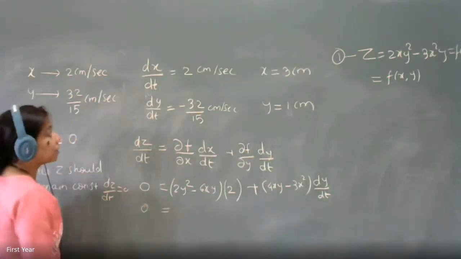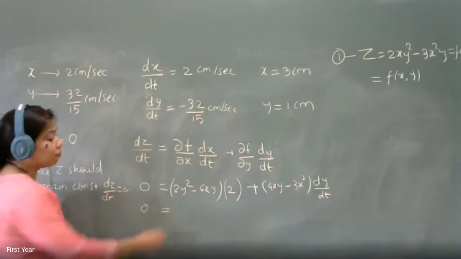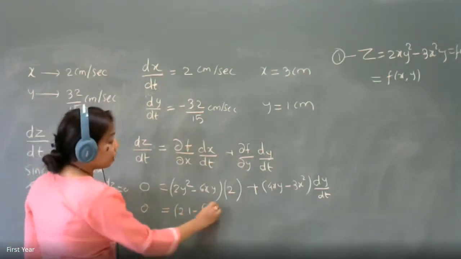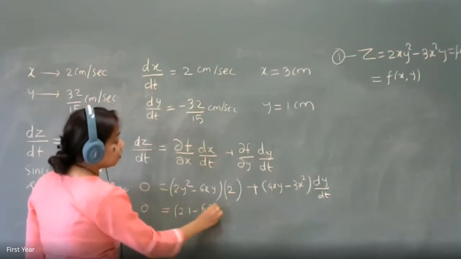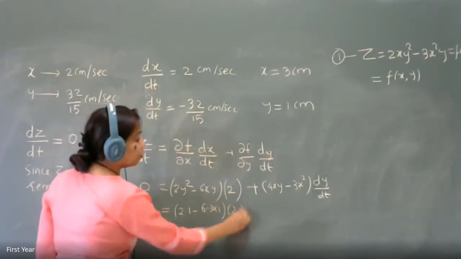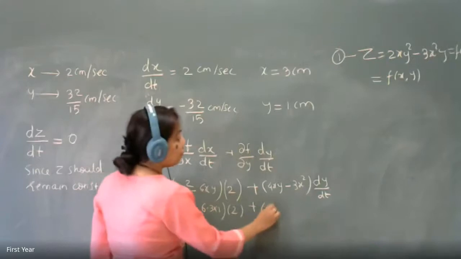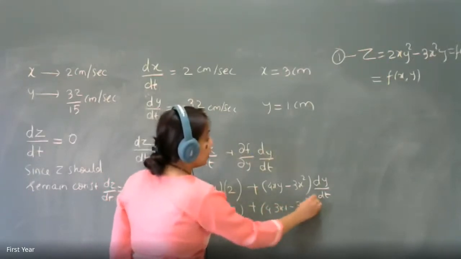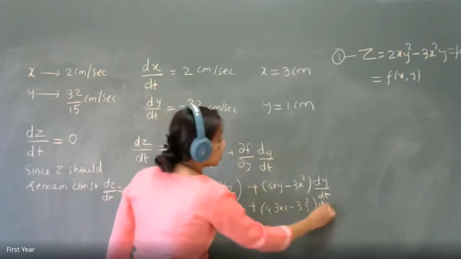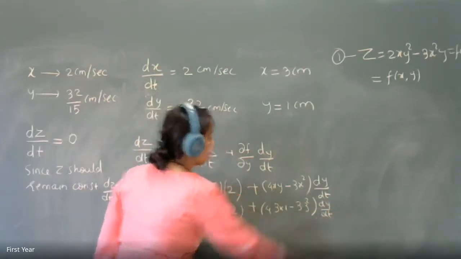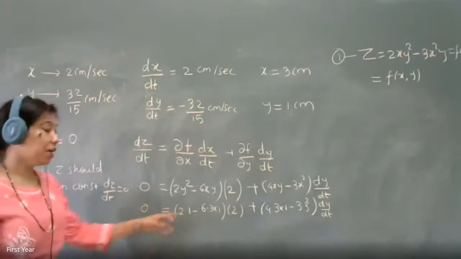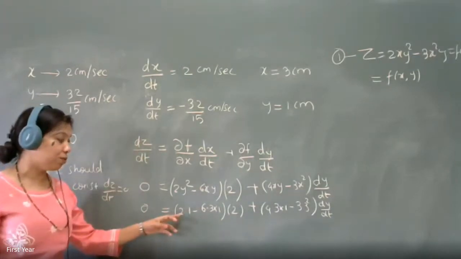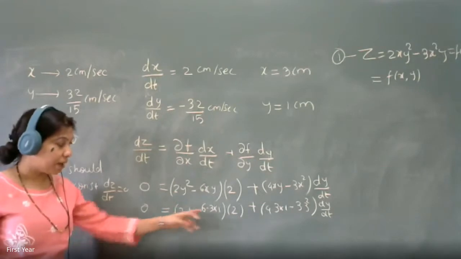How will you simplify this? Put the value of x to be equal to 3, y to be equal to 1. So 2 into 1 minus 6 into x. What is x? 3. Into y is 1. Multiply by 2. Plus 4 into 3 into 1 minus 3 into 3 square into dy by dt as it is. Simplify this. Please take the brackets properly. Those who don't know how to use a calculator, multiply properly.